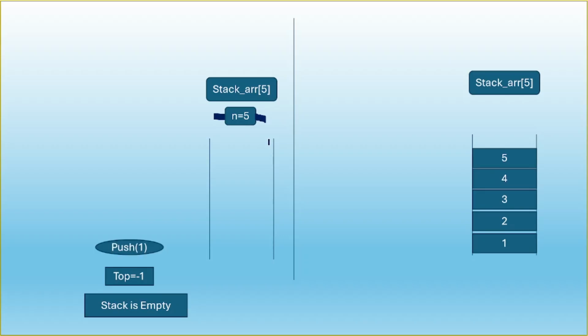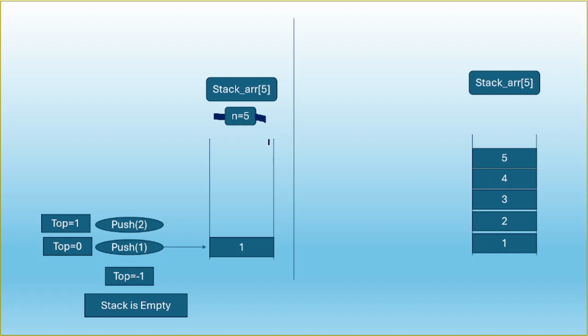Now I want to perform push operation 1. So when I am pushing item 1, top will be increased by 1 and now the value of top is going to become 0. So at index 0, element 1 is inserted into the stack. Is this clear? I want to perform one more operation, that is push 2. Top will be increased by 1. It is going to become 1. So at index 1 we will have element 2.